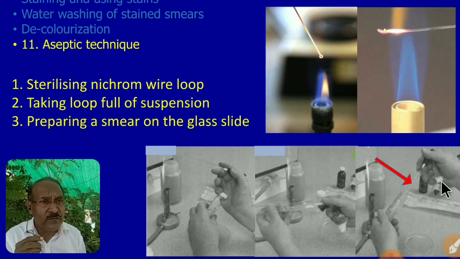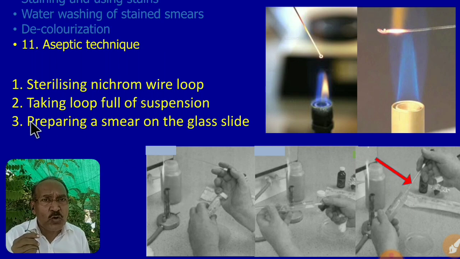You can insert this wire loop while holding that plug still in your hand. Don't put that plug elsewhere on the table or anywhere. Then holding that plug in the hand, you can insert your sterilized wire loop, cooled enough, straight into the tube to take a loopful of suspension. When you take it out, you have to put this plug back onto the tip of this tube. So doing this near the burner, in the area of 6 inches in the periphery from a burner flame, is known as doing it aseptically. So this is taking a loopful of suspension.